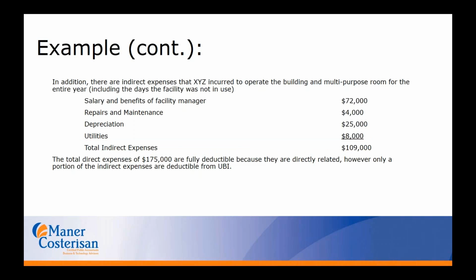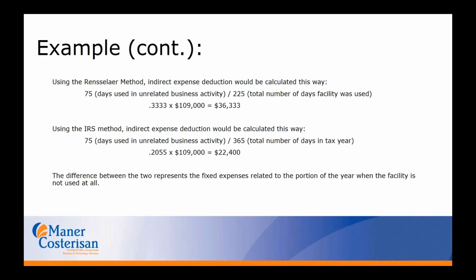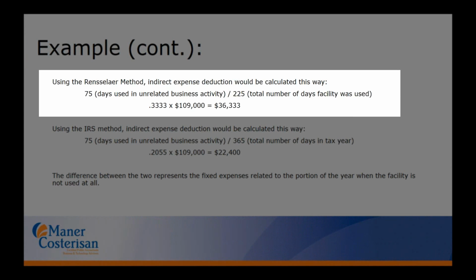These are not fully deductible, but we can look at those two options that I talked about earlier to determine how much of that $109,000 we could use against our unrelated business income. So using the first method that I discussed from the circuit court, Rensselaer, I'm going to go with, the indirect expense deduction would be calculated this way: 75 days, which is the days we used for unrelated business activity, over the 225 total days that the facility was actually used for both purposes.